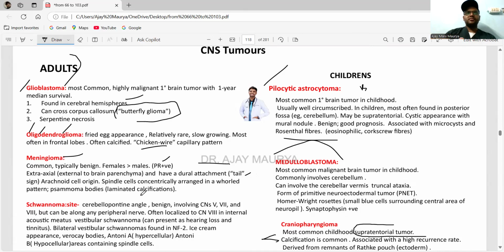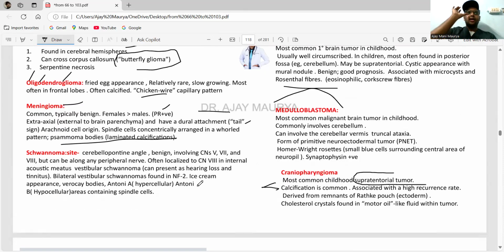Now we will also see some more tumors here. Remember how they are going to ask about the meningioma. First of all, it is the most common, typically benign. It is PR positive, progesterone receptor positive. Tail sign is here.